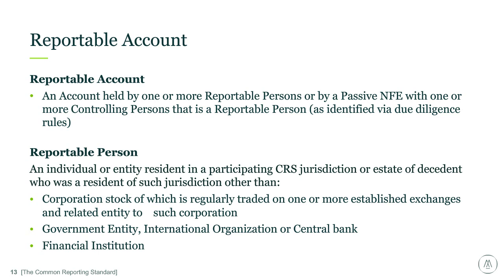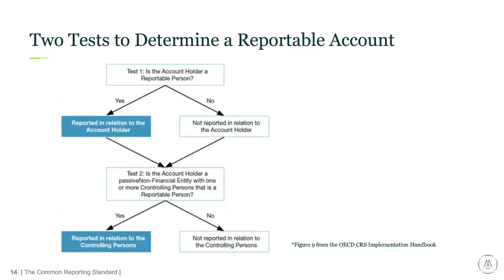And I know this is all probably getting a bit confusing, so I like to use diagrams with a lot of my clients and just process flows. It helps really simplify it. So after you've determined those first two questions, which I went through, of a jurisdiction and financial institution, is the account holder a reportable person? If the answer is yes, you would report that account holder. If it's a passive entity, you would have to drop down to question number 2: is it a passive non-financial entity with one or more controlling persons that is a reportable person? If the answer is yes, you would then report that controlling person.